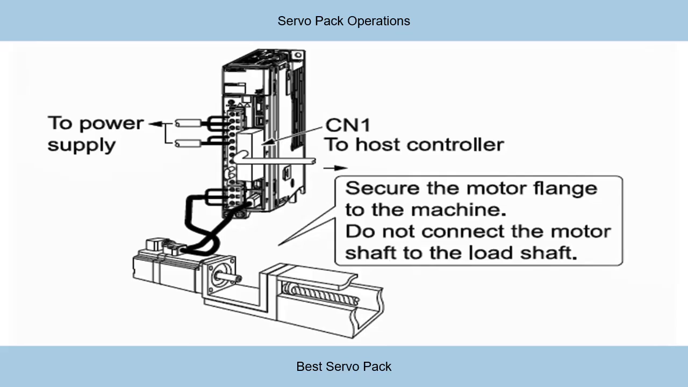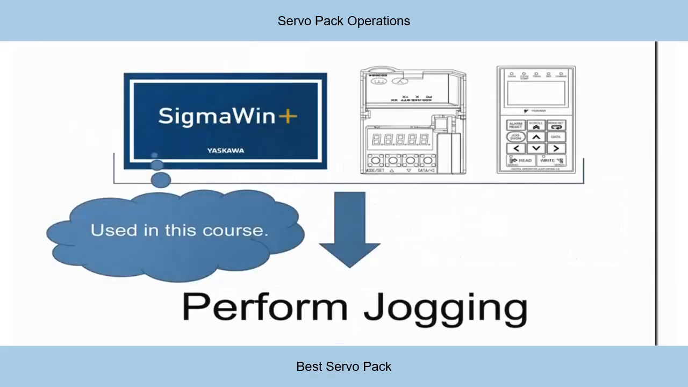We will use jog mode for trial operation. Jog mode is used to check the operation of the servo motor without connecting the SERVOPACK to the host controller. The servo motor is moved at the preset jog speed. We will use SigmaWin+ to perform jogging. You can also perform jogging using the panel operator and digital operator.